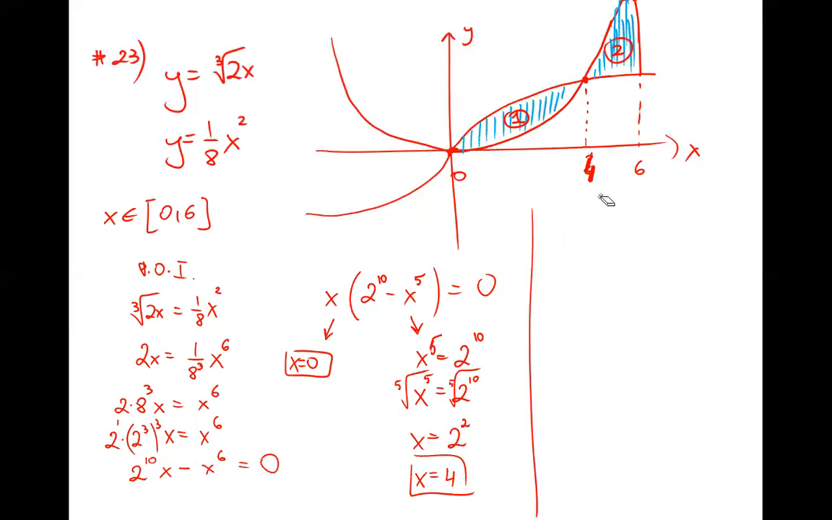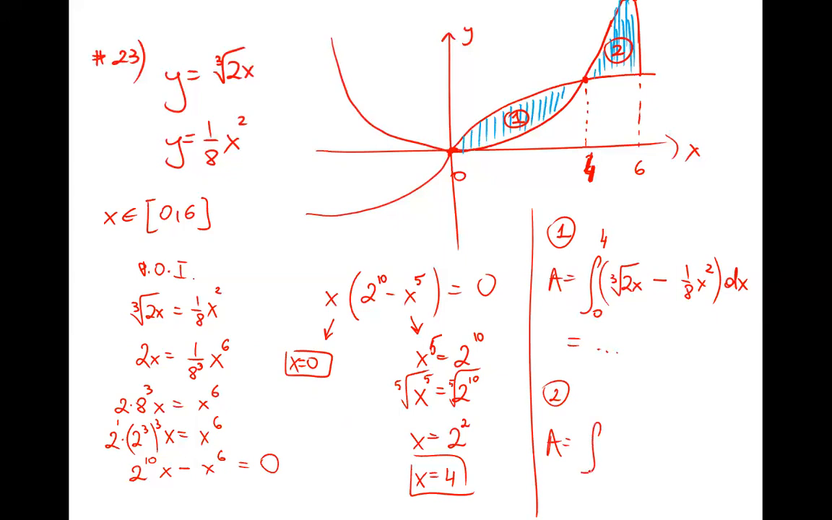Let me set up the first one. Okay, this will be an integral from 0 to 4, and the top function is the cube root of 2x minus the parabola 1/8 x to the power of 2. And I believe you can solve it. And the second one is the definite integral from 4 to 6, and the top function is the parabola minus the cube root function. Okay, and then you can try to solve it.